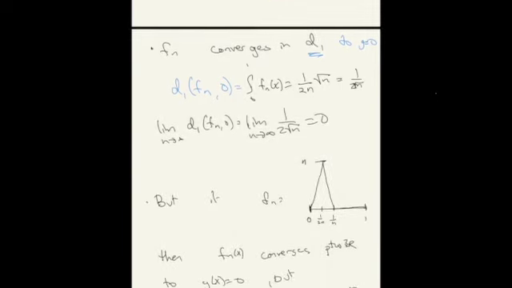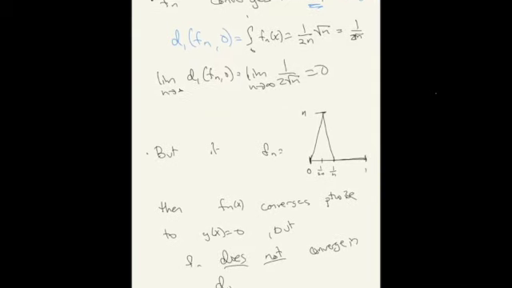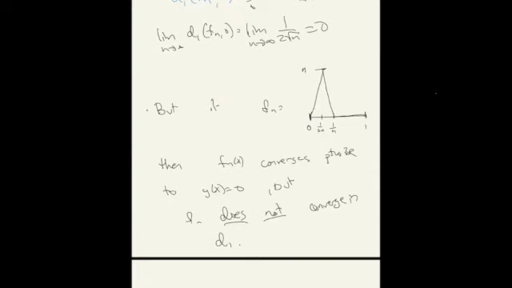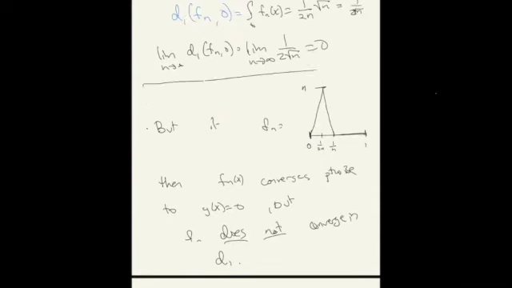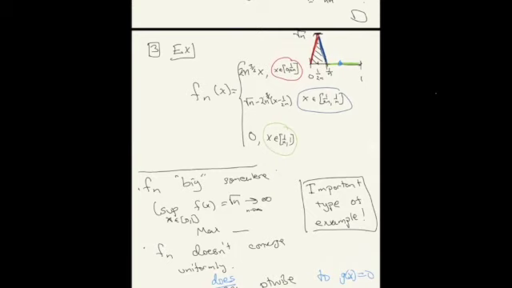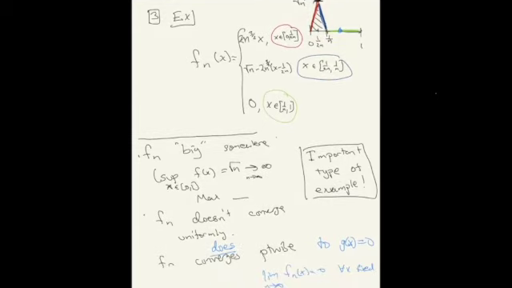So it converges pointwise, it converges in D1, but it does not converge uniformly. And it has this weird property that it's becoming very large in some parts of the space, but the D1 metric kind of doesn't care because it's becoming very large in a very small area.